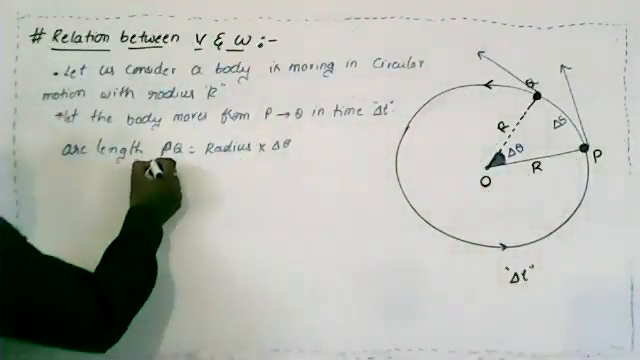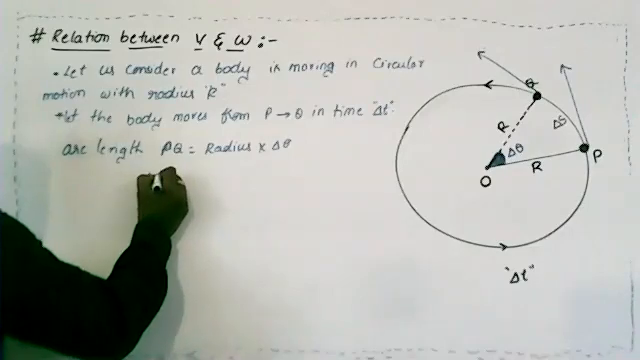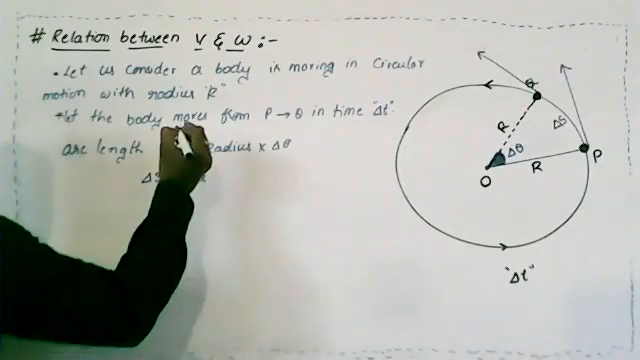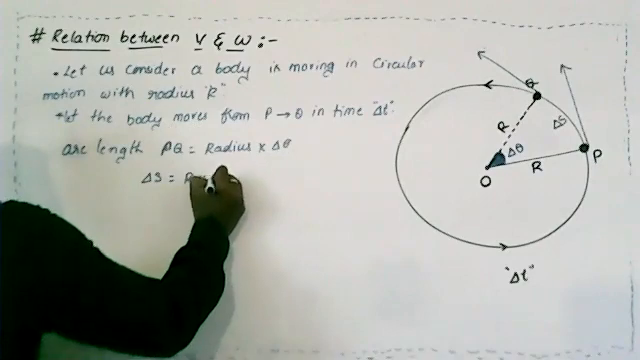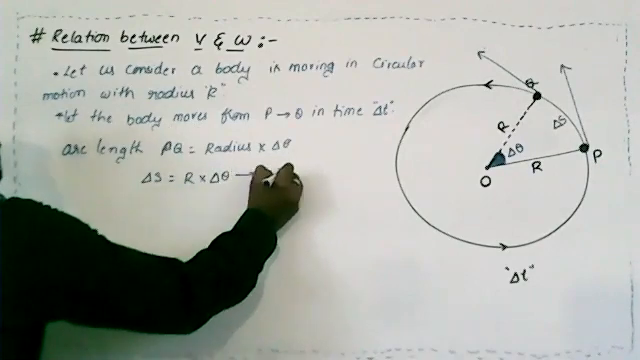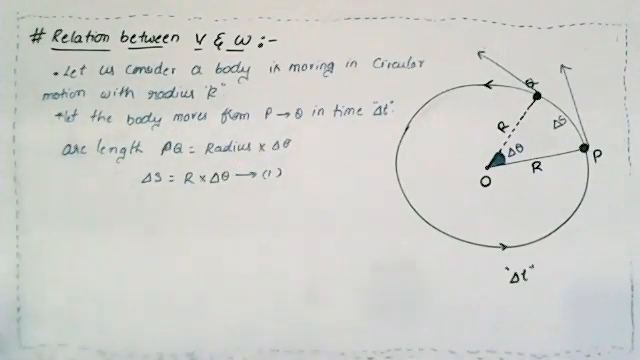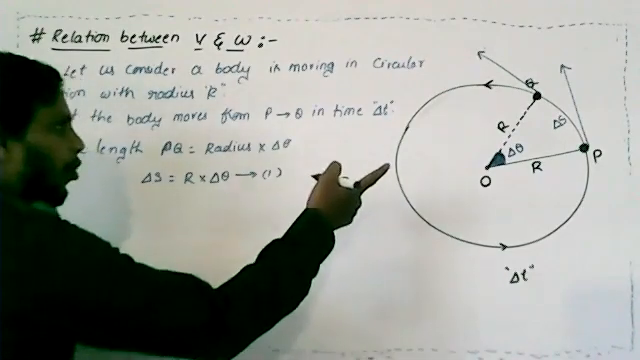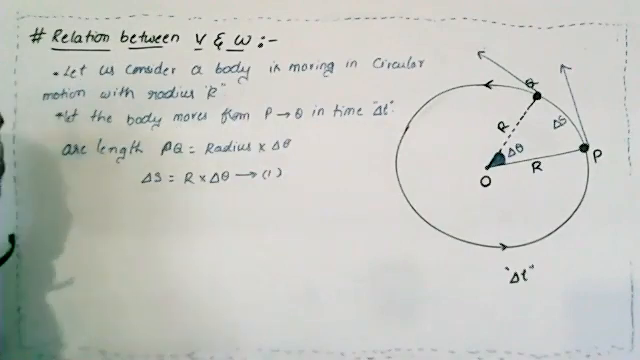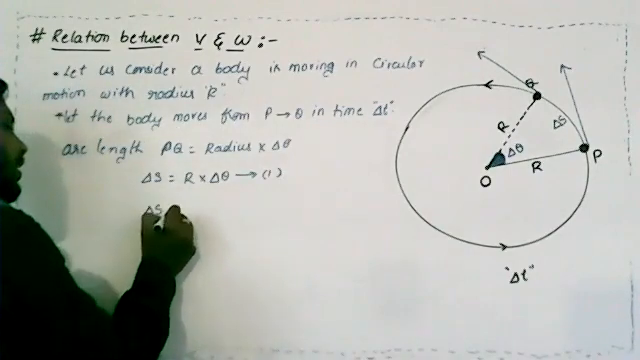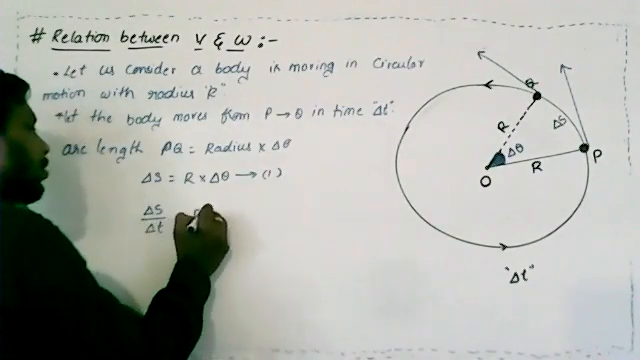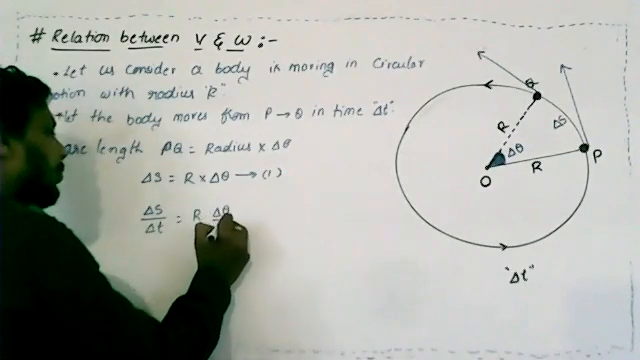Now I will take that arc length PQ as delta S, that is equal to R into delta theta. I will take it as equation number 1. Now divide this equation by delta t, because the body moved from point P to Q in time delta t. Therefore, delta S by delta t is equal to R into delta theta by delta t.